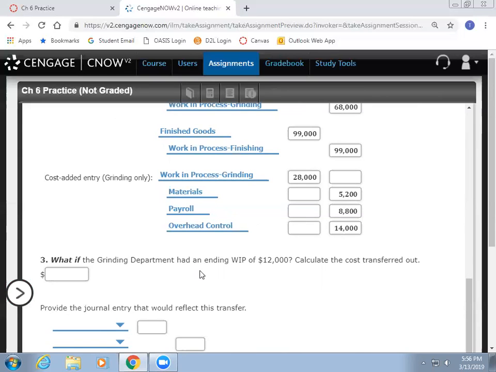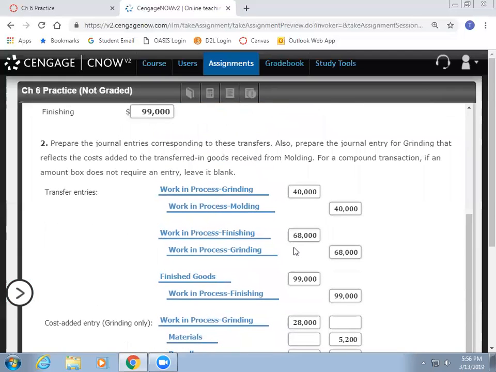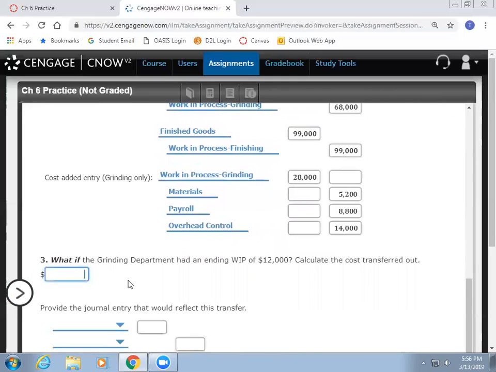It says, what if the grinding department had an ending work in process of 12,000? How much would the costs be transferred out? Well, we transferred out 68,000, but they're saying, what if 12,000 of those were still in work in process? That's all it's asking. So how many would we have transferred out then? 56,000, very good. We just subtract. If we had 12,000 in ending work in process, then we would have only transferred out 56,000. 68,000 minus the 12,000.